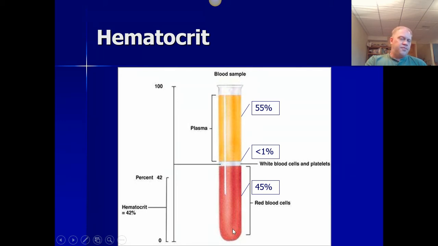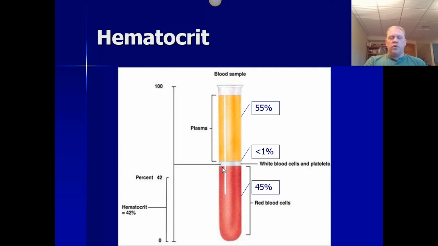Now, you notice that most of your blood, a little bit over half of your blood, is this plasma, what we would call the matrix of your tissues. And so the plasma is about 55%. Your red blood cells, which are responsible for transporting oxygen and carbon dioxide, are about 45%. And trapped in the middle, it should normally be less than 1%. That's your white blood cell and platelet concentration. That's what we refer to as the Buffy coat.